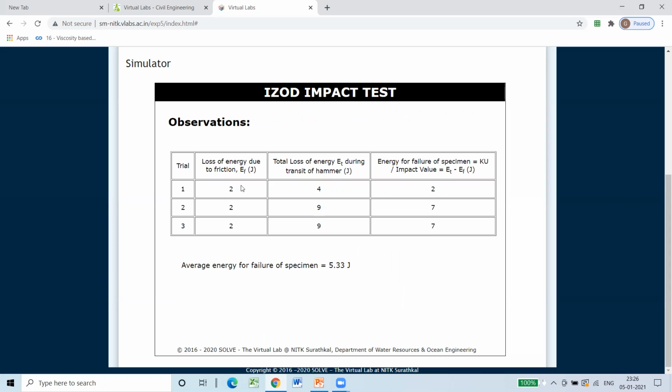So I have written all the values in a table. Loss of energy due to friction in all the trials is 2 joules. Loss of energy during transit of hammer in the first trial is 4 joules, and in the remaining two trials it is around 9 joules. Therefore, by deducting the friction loss, in trial number 1 it is 2 joules, in trial number 2 it is 7 joules, and again in trial number 3 it is 7 joules. That is the energy for failure of specimen. If I take the average of these trials, the average energy for failure of the specimen is equal to 5.33 joule. And this is how you have to conduct IZOD impact test.